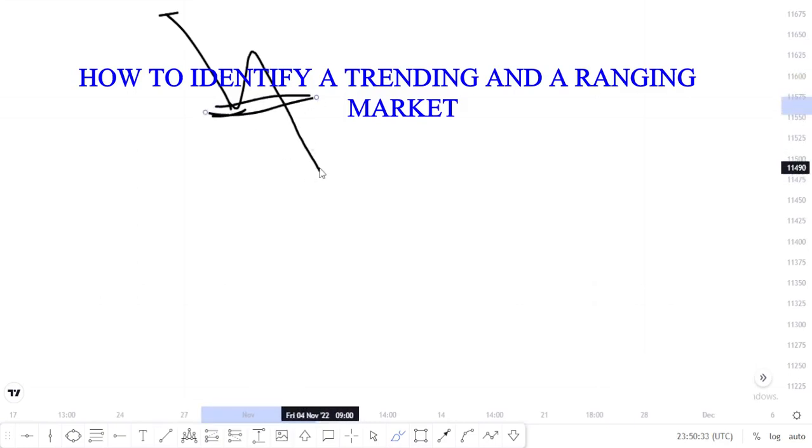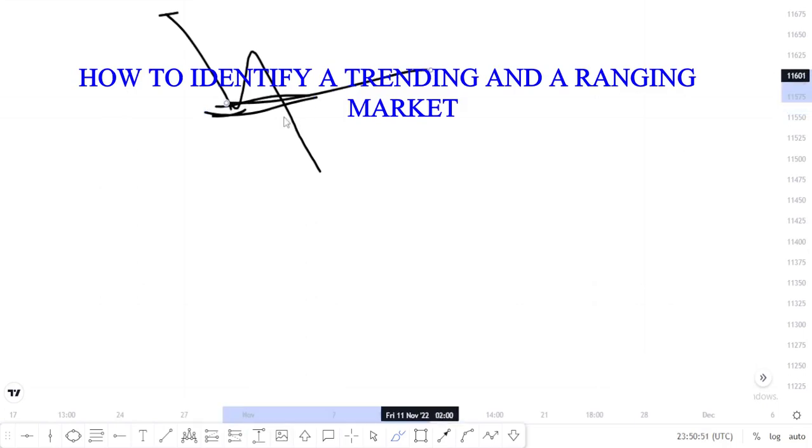Now we have a new lower low. Why is this called a lower low? Because this low is lower than the previous low, right? And this is a lower high, right? Why? Because there was a rise here, which makes it a high, but it's a lower high because it is lower than this previous high here. So that's why we call it a lower high and a lower low.